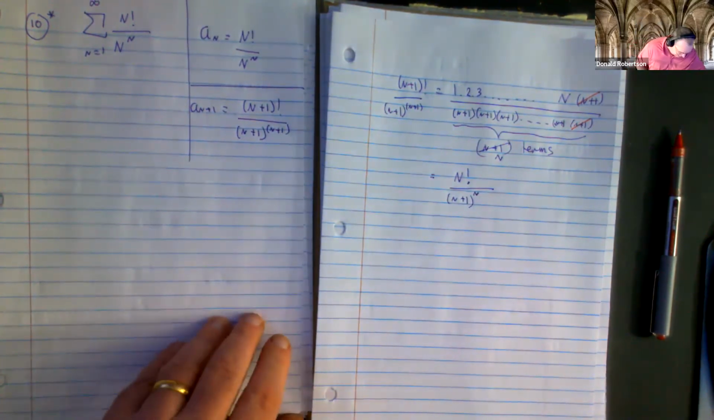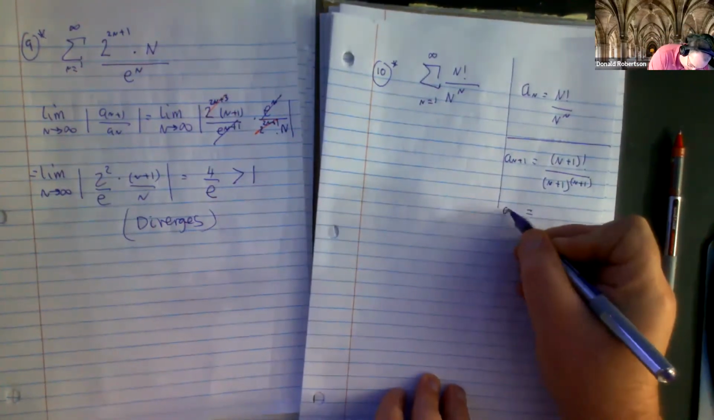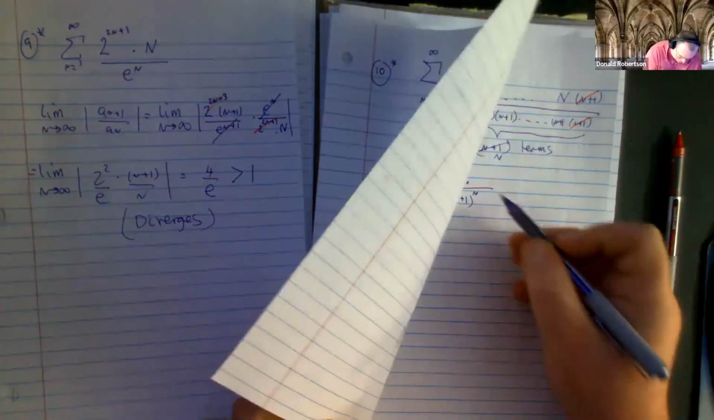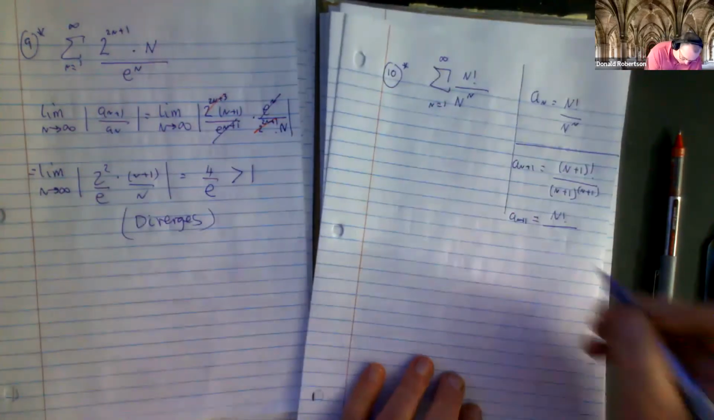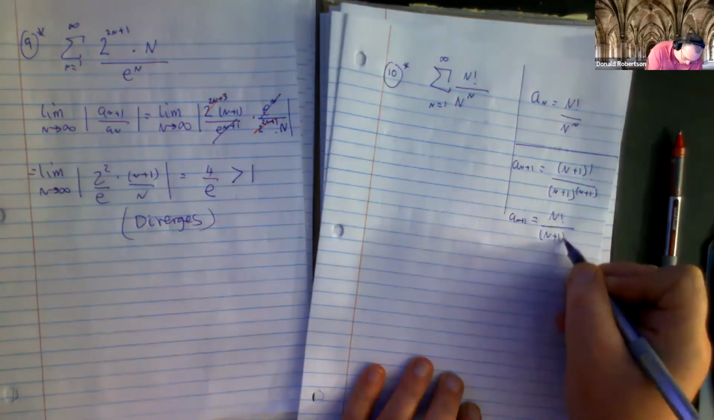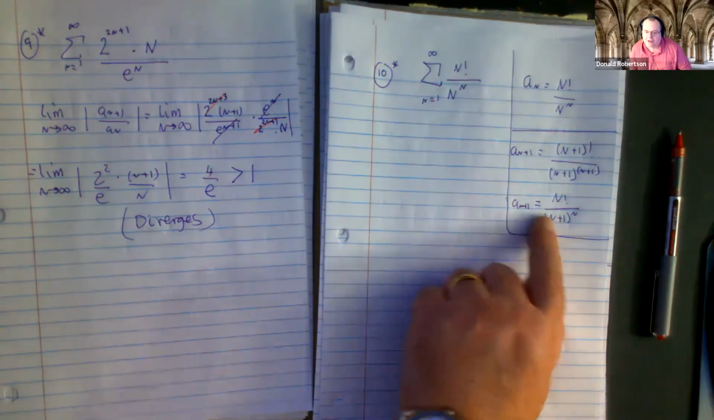So that means a_(n+1) is this guy. So a_(n+1) is n factorial all over n plus 1 to the n. Now that simplification that we did is actually going to help us later.